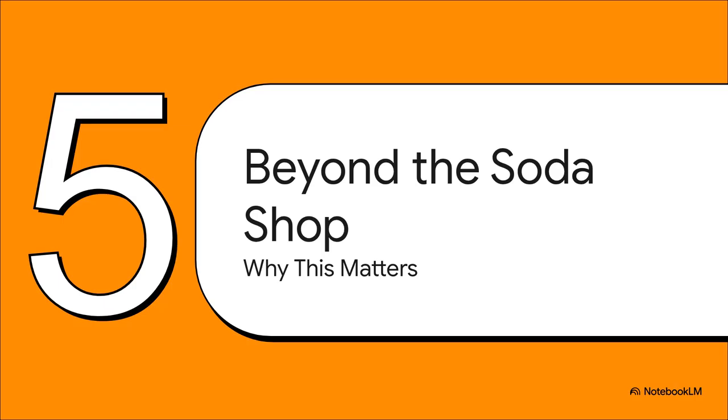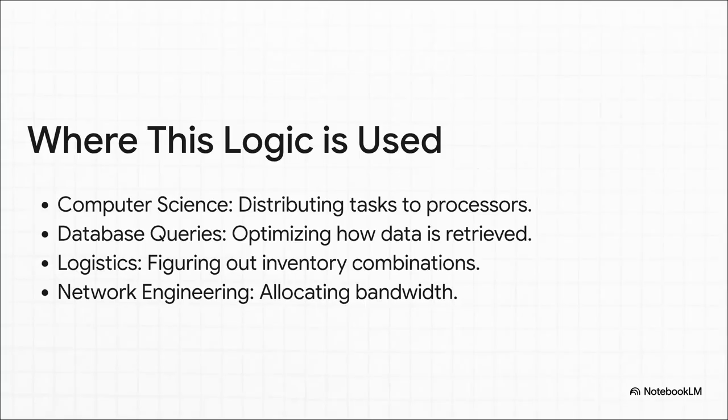So, yeah, we've had some fun figuring out soda combinations, but this is way more than just a brain teaser. This way of thinking has huge real-world applications. This isn't just a math puzzle for a classroom. The whole stars and bars logic is at the heart of things like computer science, logistics, and network engineering. I mean, anytime you need to distribute identical things into different bins, whether that's computer tasks to processors or products to different warehouses, this is the fundamental logic that gets used.